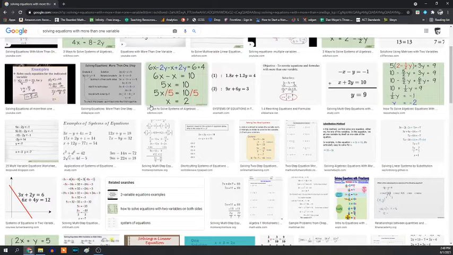How about that green one right there? I'm going to write this one on my paper. We'll get started right here: 6x minus 2y minus x equals 6 plus 4. I'm just going to write that as 10. All right, so anyway, that's what we're going to be talking about today.